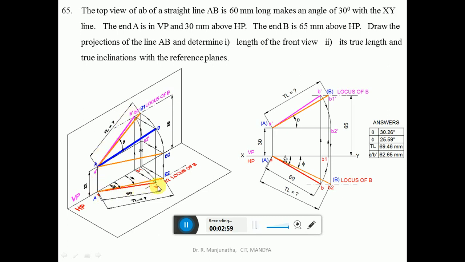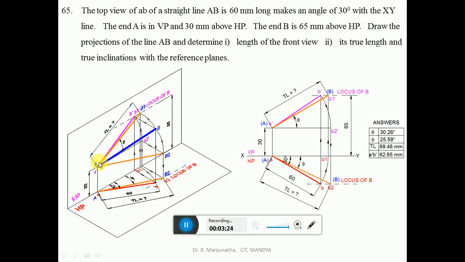Now we need to find the true inclination with respect to VP and also the true inclination with respect to HP. Now we have projected the point b from here, the vertical projector, and from b dash you have also taken the horizontal projector. When they intersect each other, this point is going to be the capital B, which is the actual line in space. So this is the line AB.